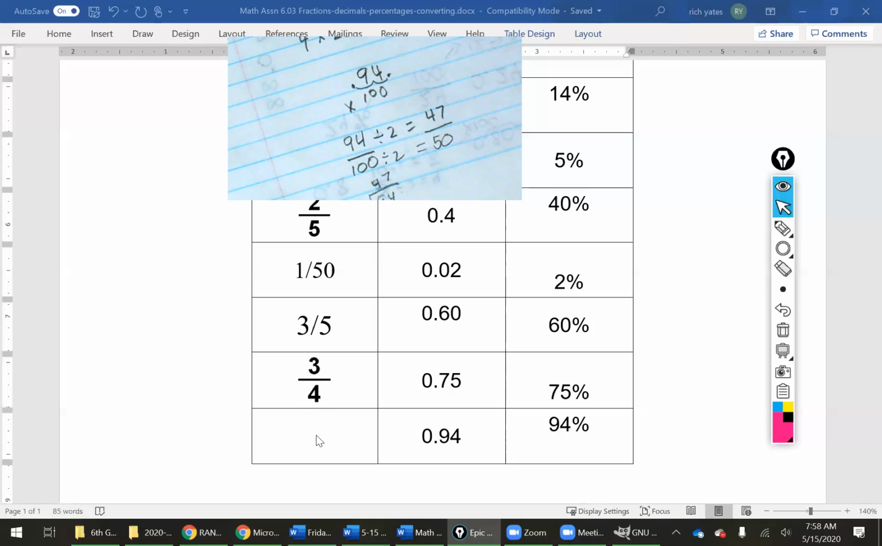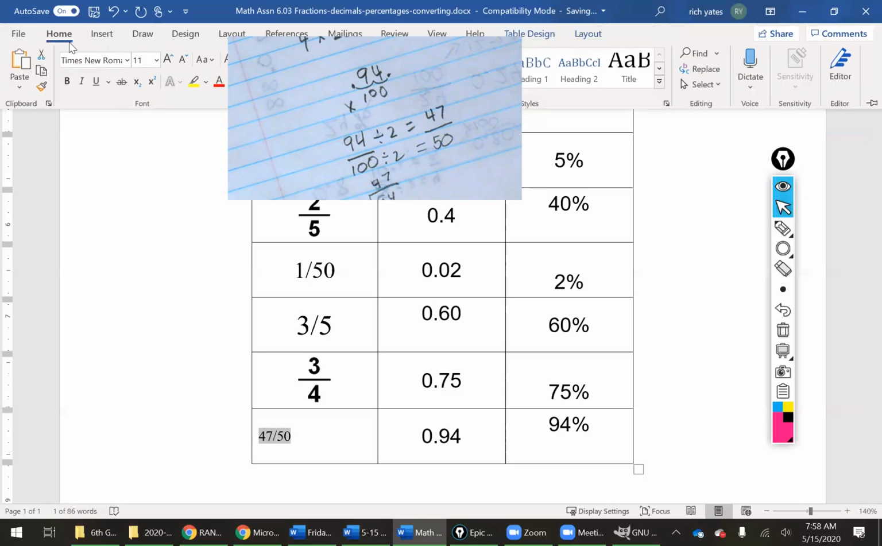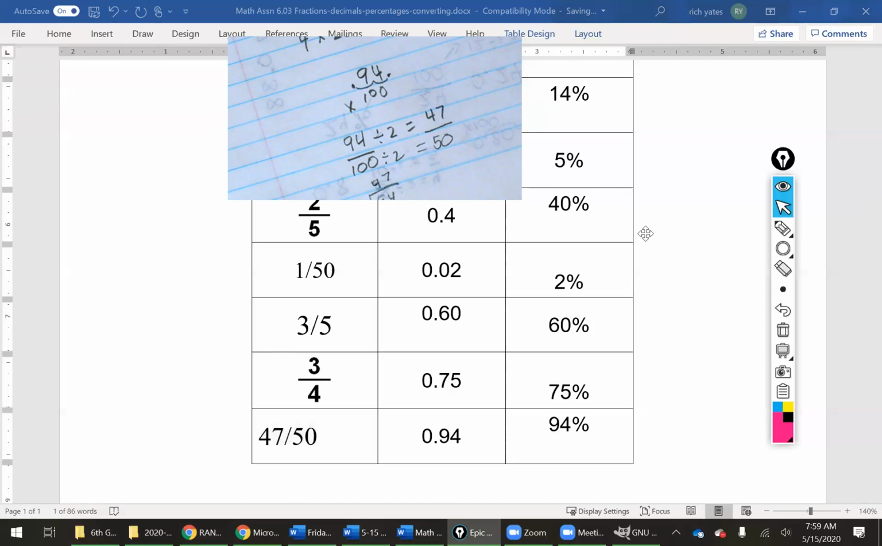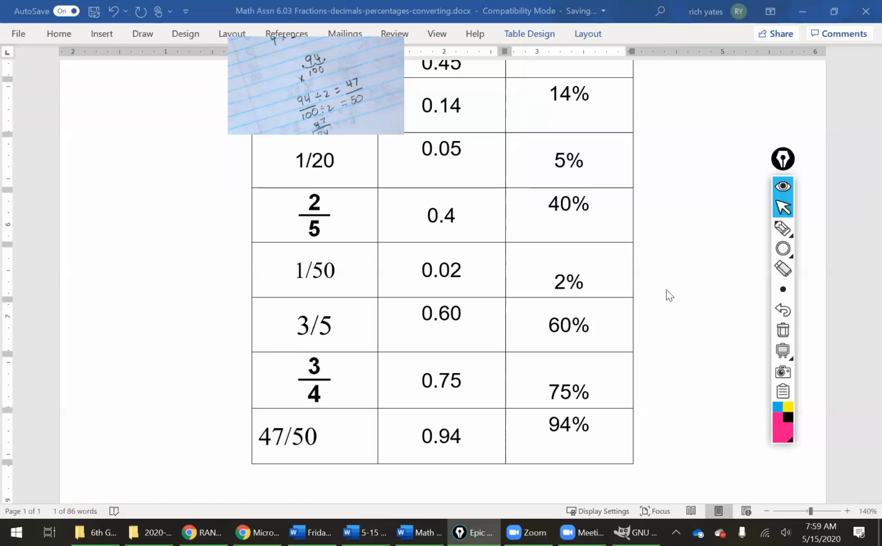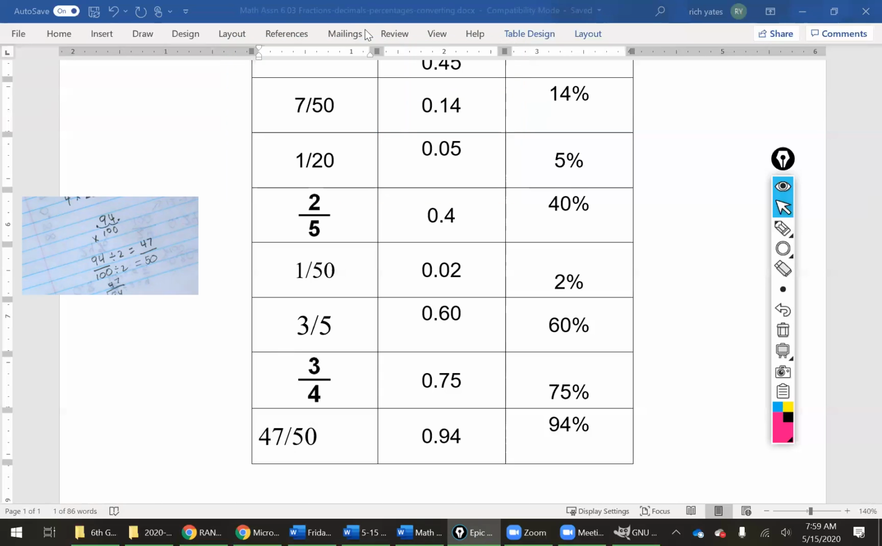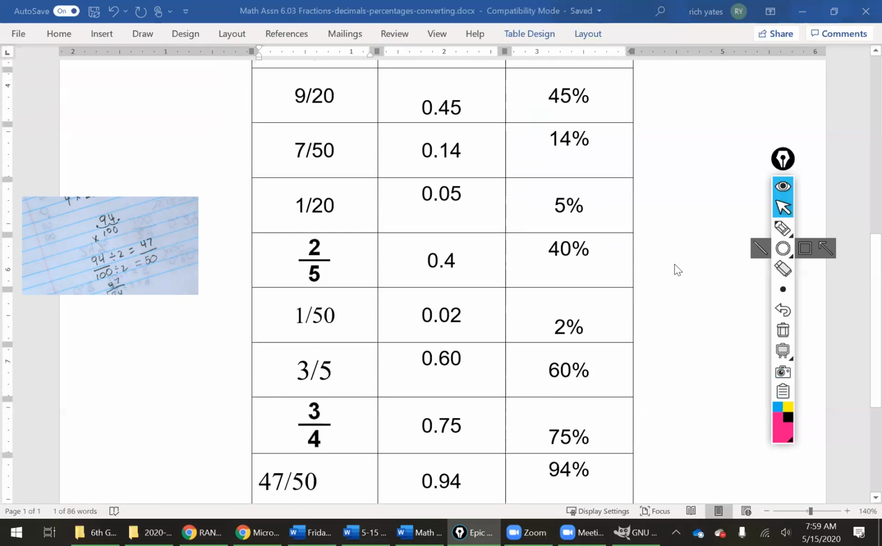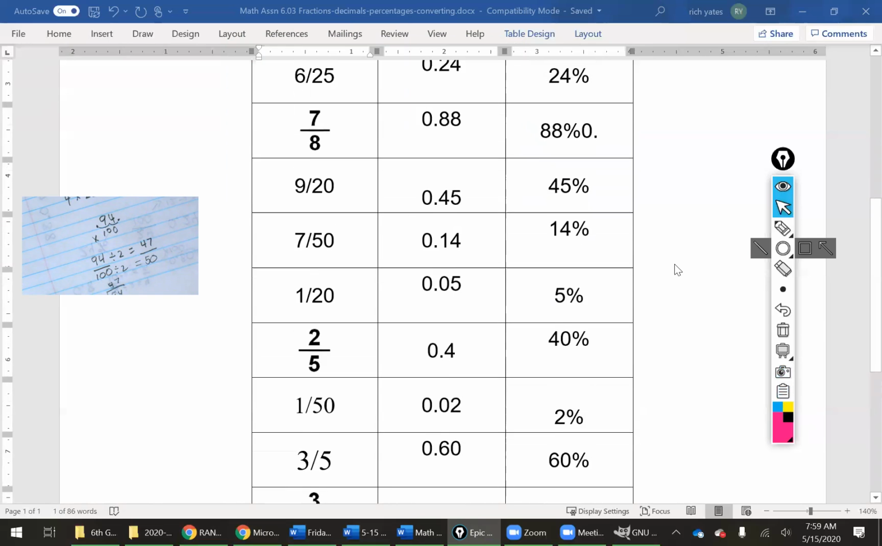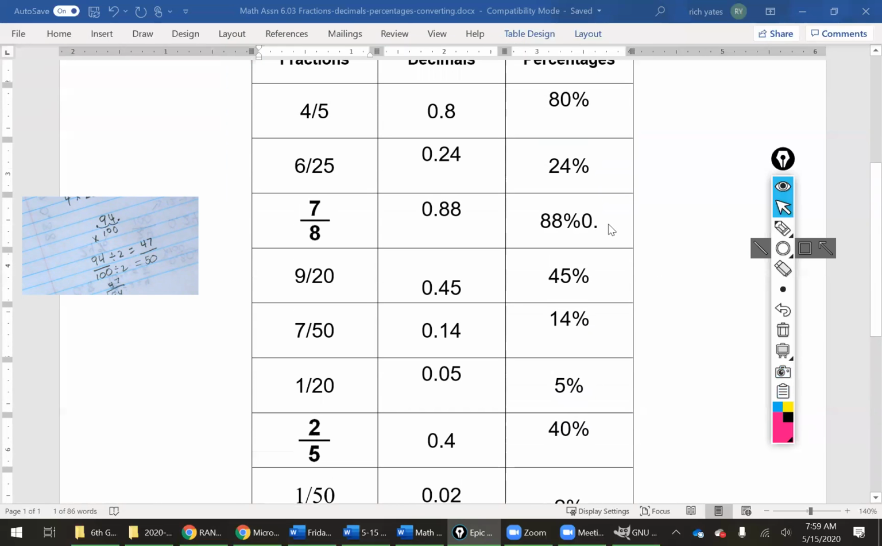So boys and girls, I'm going to put right here as my fraction equivalent to 94 hundredths, 47 over 50. And I'm going to zoom in so you can see that. All right, and there you go. Now, boys and girls, that completes all the answers here. If you want to go through this and check this a little more, go ahead and do so. You can pause the video at any time and look at your answers to make sure they match what I've got. And I noticed I made a little typo while I was typing quickly, so I'm just going to get rid of that 0 after 88 right there.